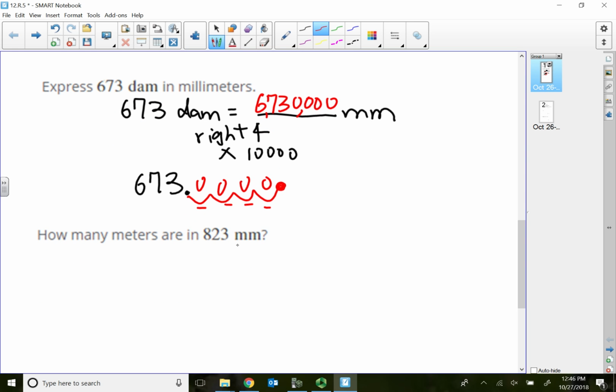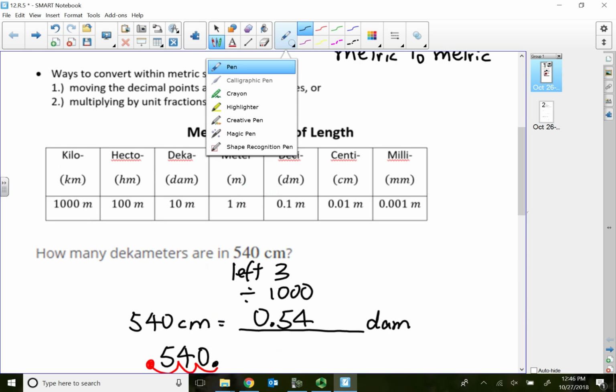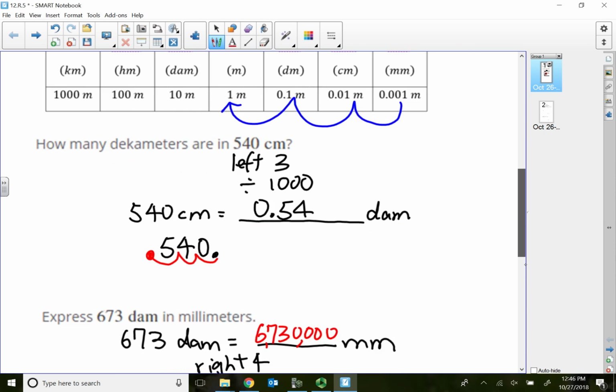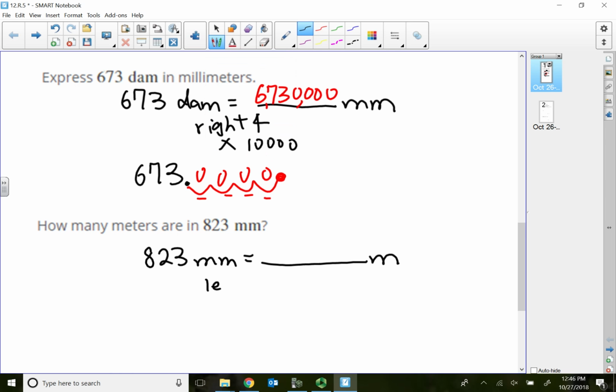All right, how many meters are in 823 millimeters? So this is 823 millimeter. Need to convert to meter. So I'm starting from milli, go to meter. So let's come up here and look. Milli to meter. So meter is actually 1, 2, 3 places to the left of milli. So I need to move my decimal to the left 3. Or I will just divide it by 1,000.